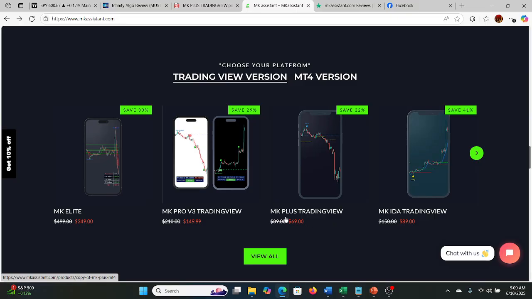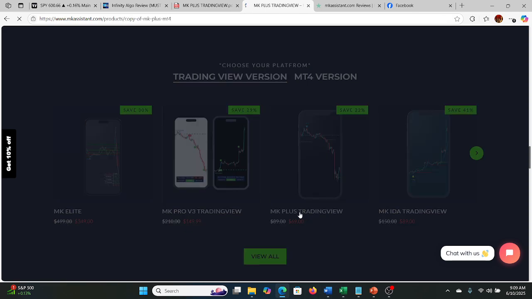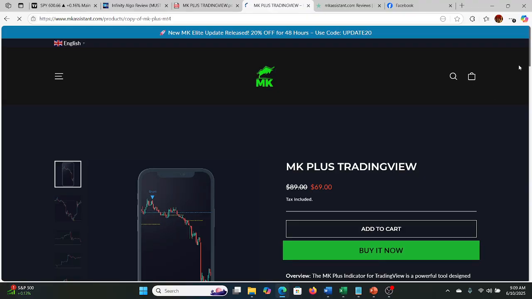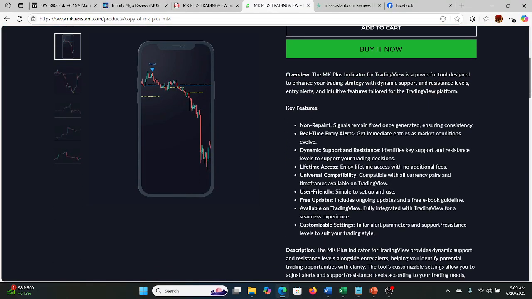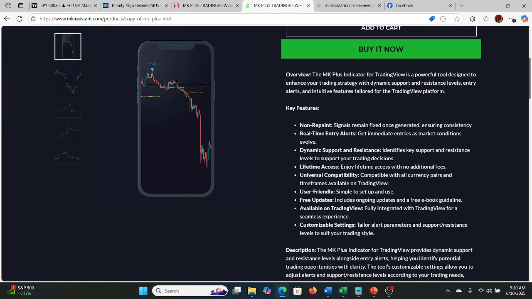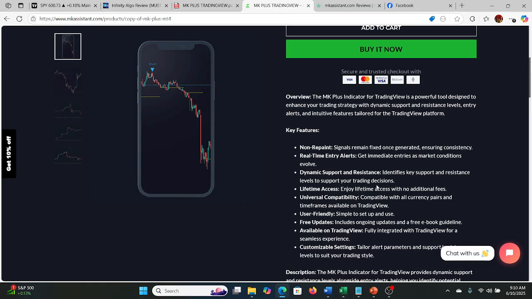So basically, it's the MK Plus TradingView, $69. And I thought, oh, okay, maybe it's $69 a month. But when I clicked on it, it was actually right here, and you can see it is basically lifetime access right here with no additional fees. And so that sealed the deal for me because I'm like, okay, maybe this is another Infinity Algo. Maybe this will be just as good or even better.